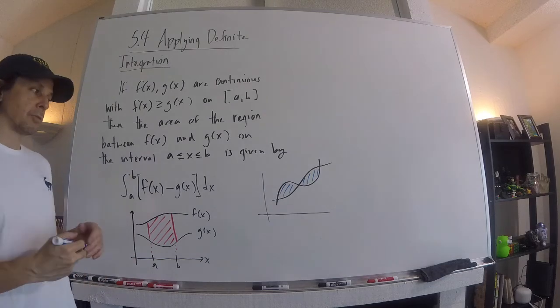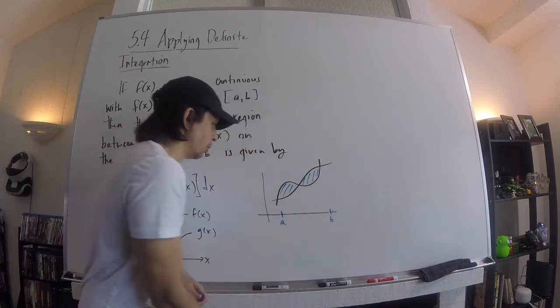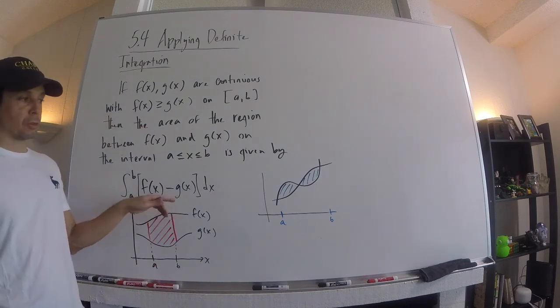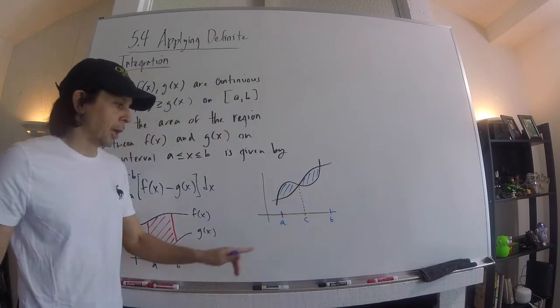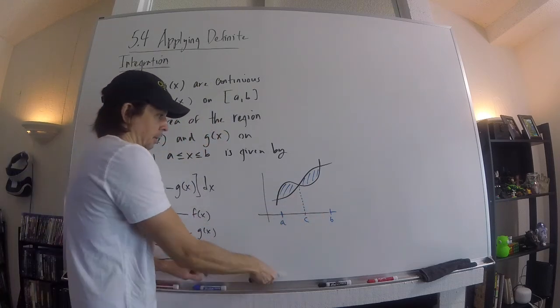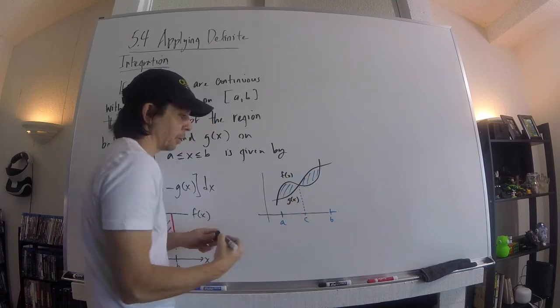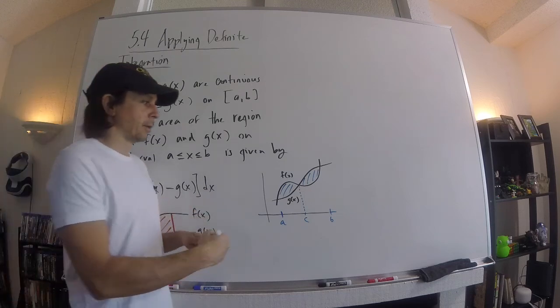And the upper and lower curve switches, so even if that's a and that's b, you won't be able to do a single integral from a to b with that because your upper and lower curve switches. You will have to figure out where they cross, and let's say this piece is from f is on top, g is on the bottom. You would do it from a to c, f minus g.